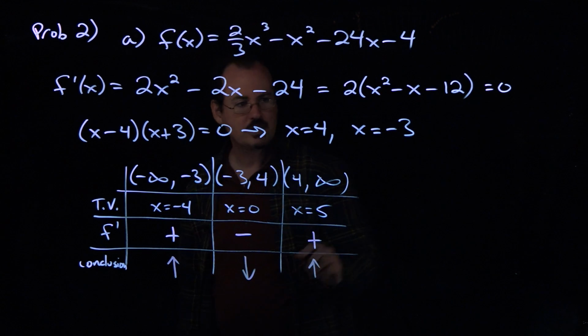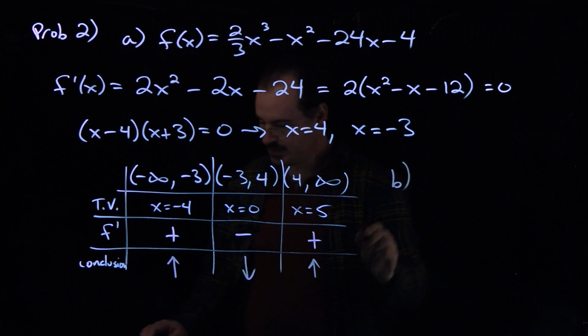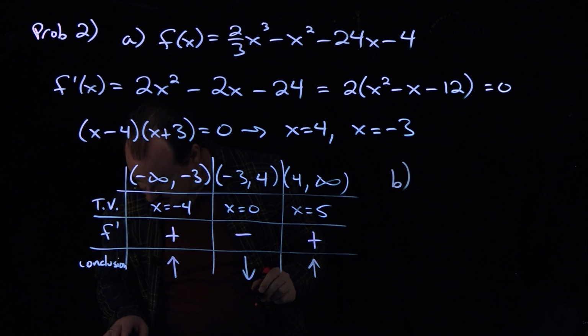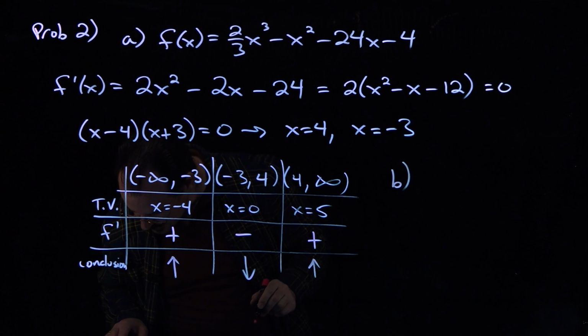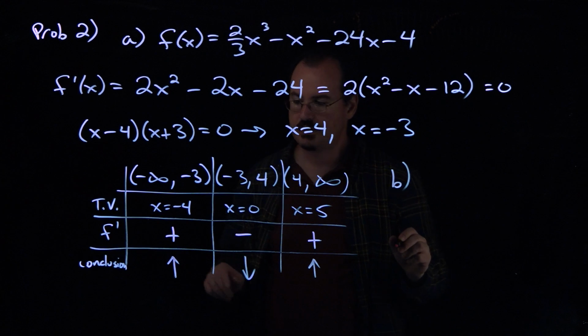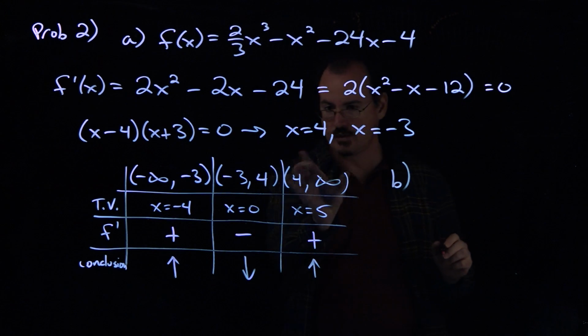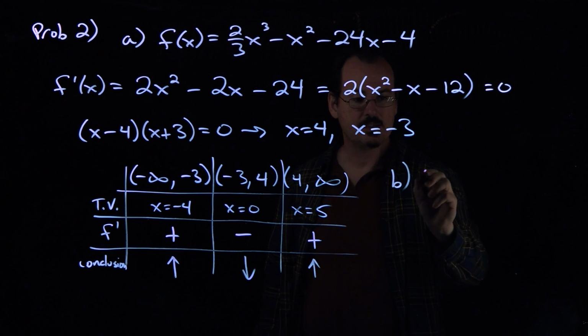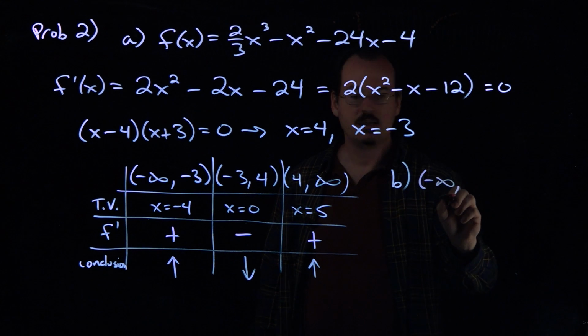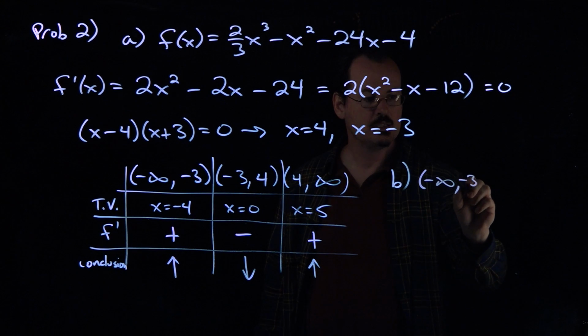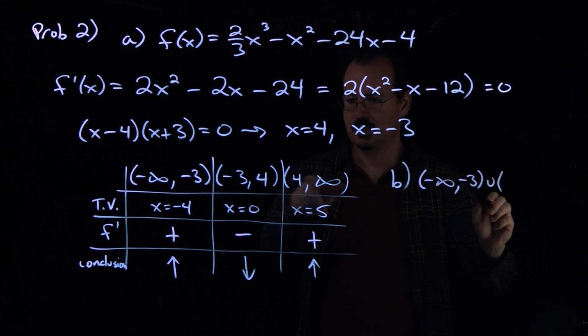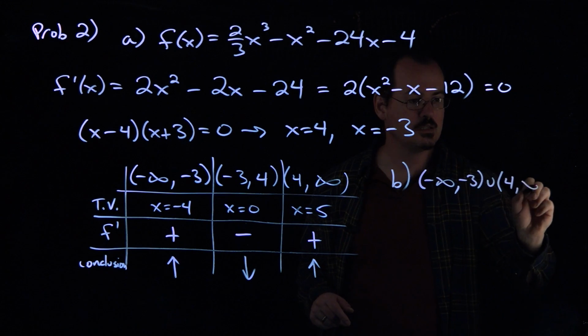So to answer our question for part B, where is the function increasing? It's increasing on that interval and also on that interval. So the way we write that is minus infinity up to minus 3, and then a union, and then again from 4 to infinity.